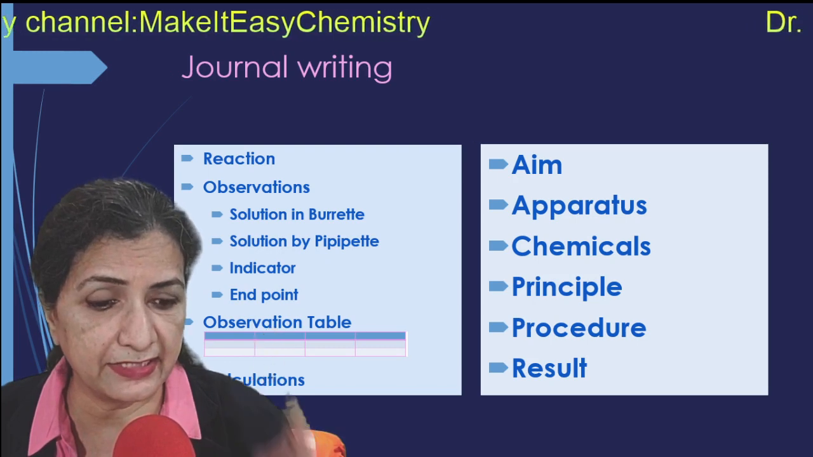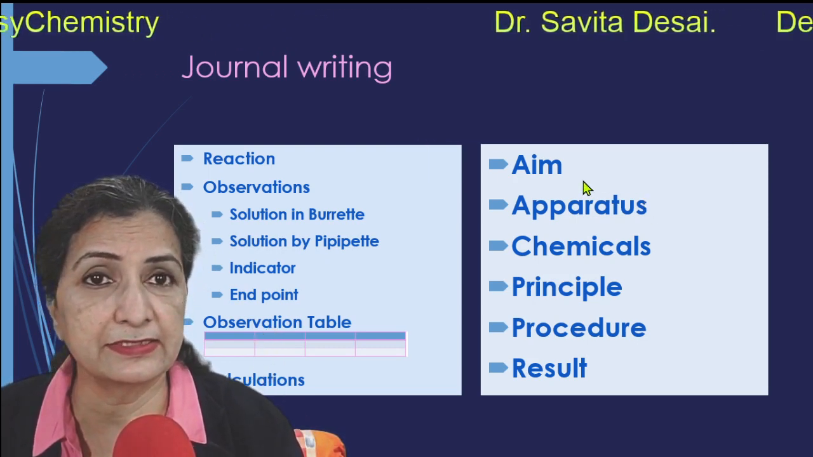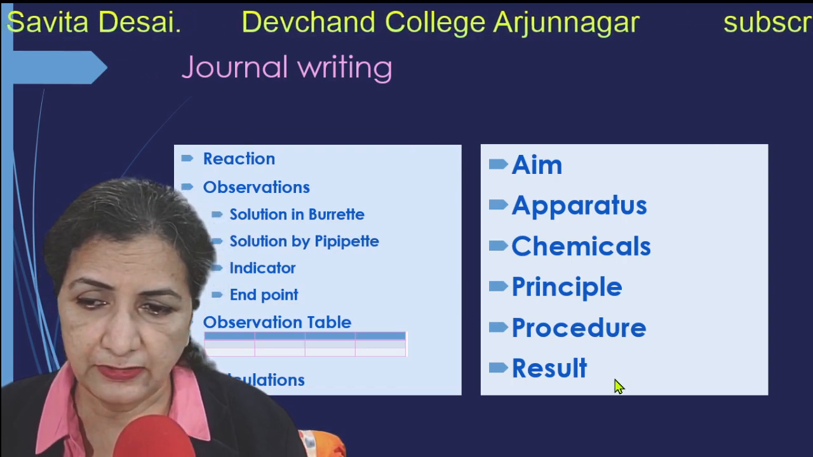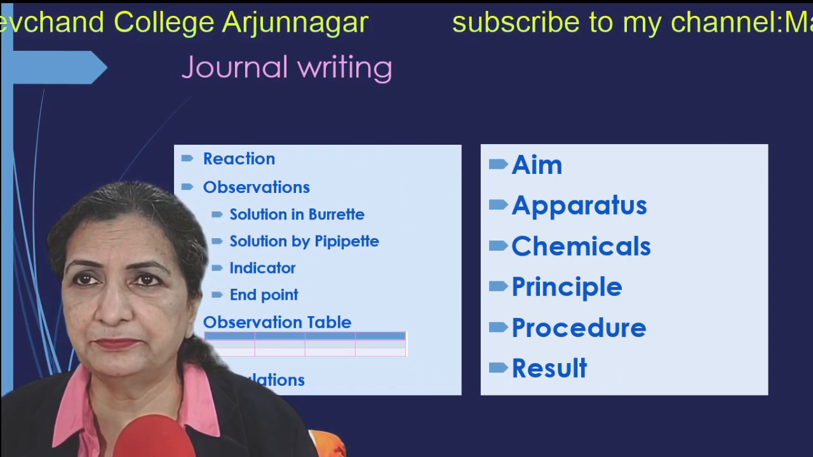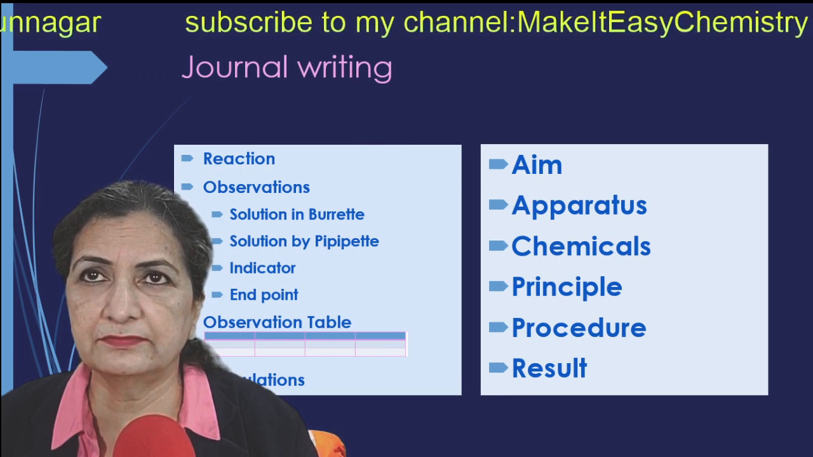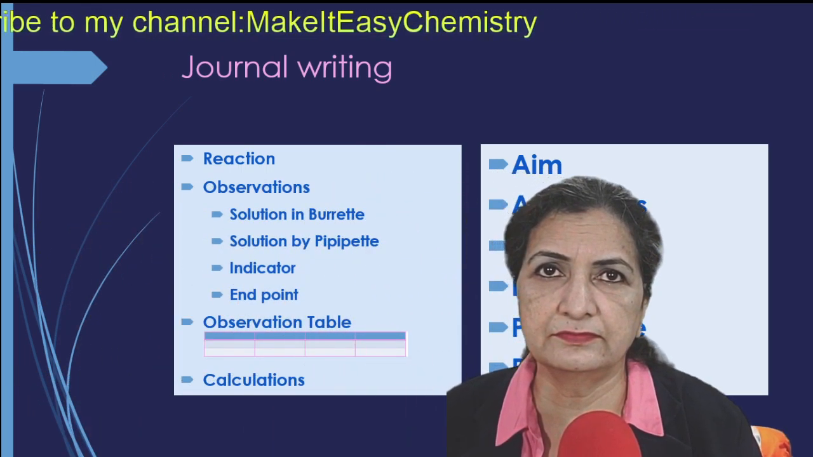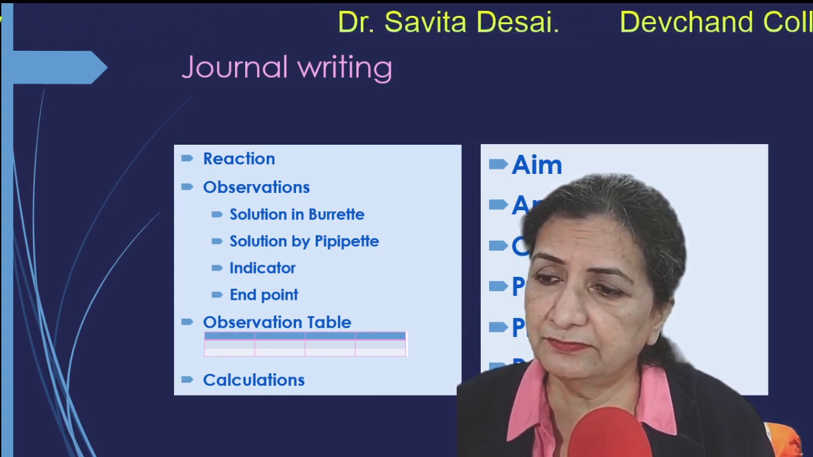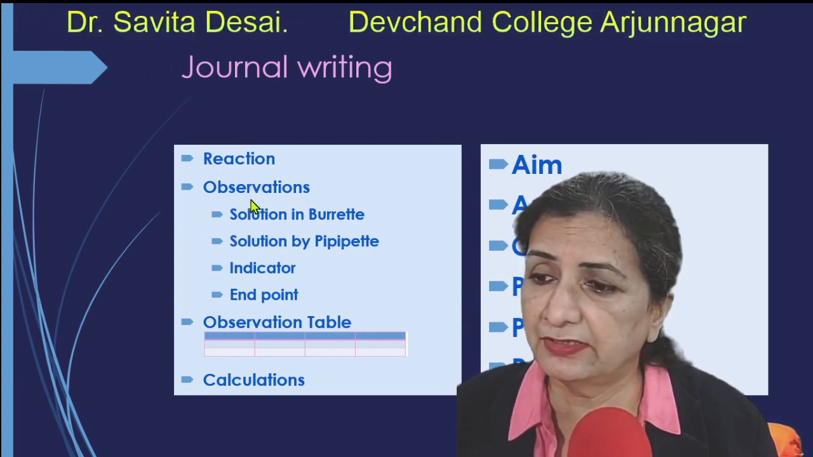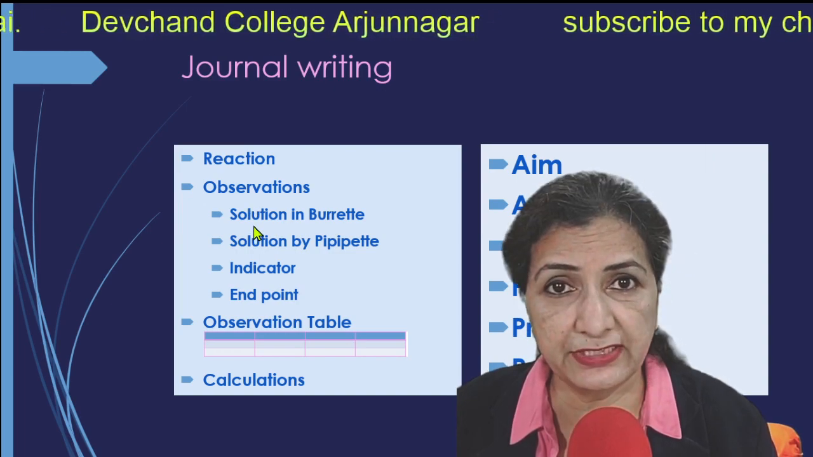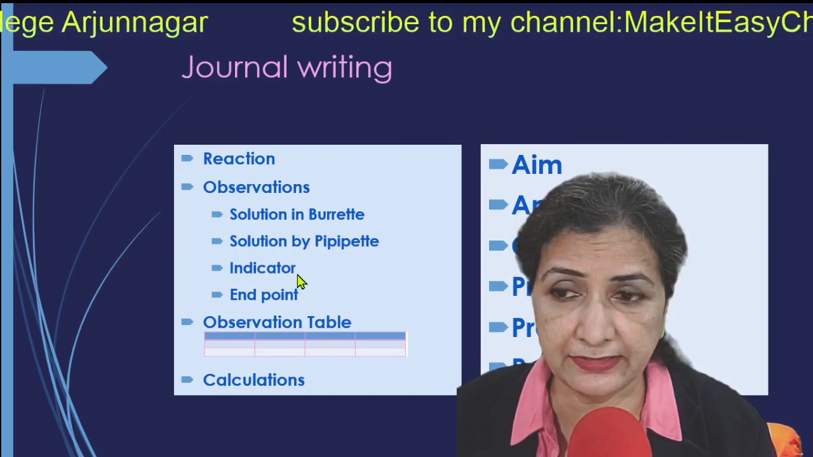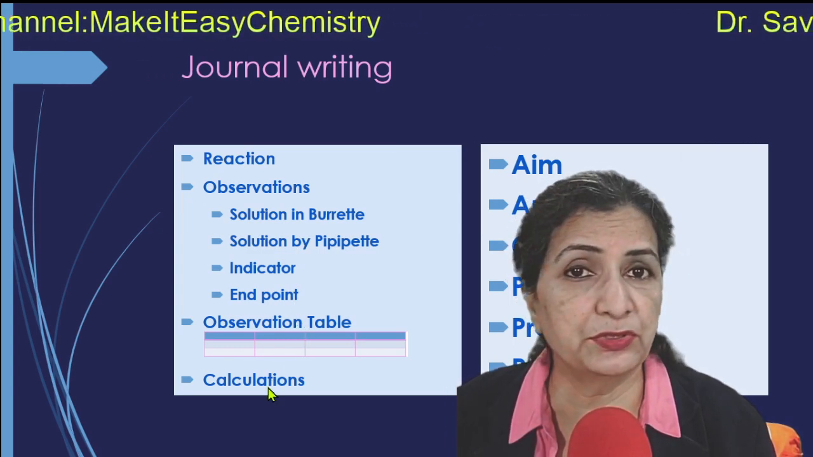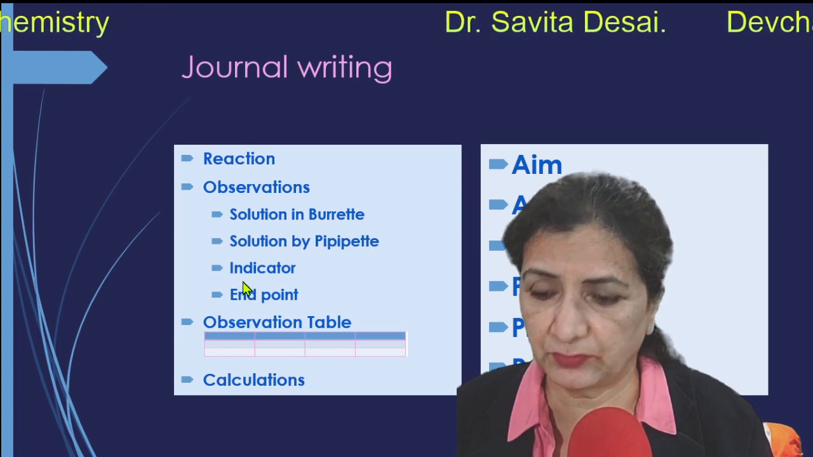To the right hand side, we are going to write aim, apparatus, chemicals, principle, procedure and the result. To the left hand side, we are going to write down the reaction, observations, solution in burette, solution by pipette, indicator, endpoint, the observation table, and then the calculations.